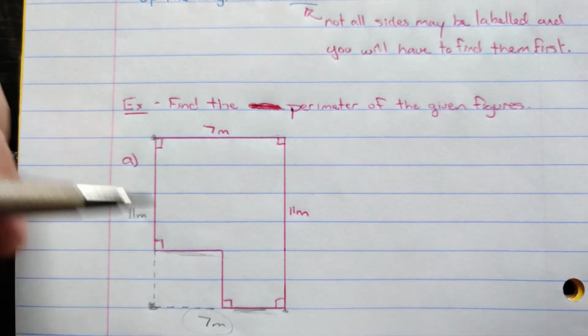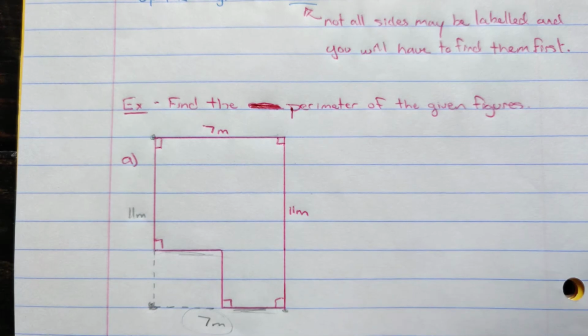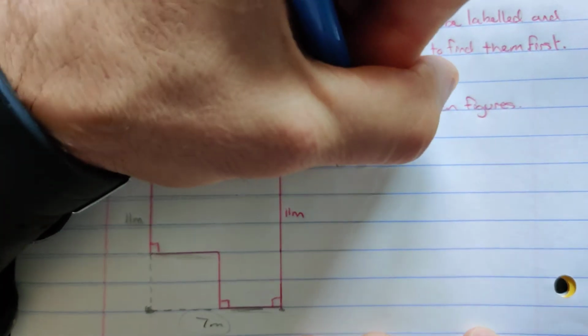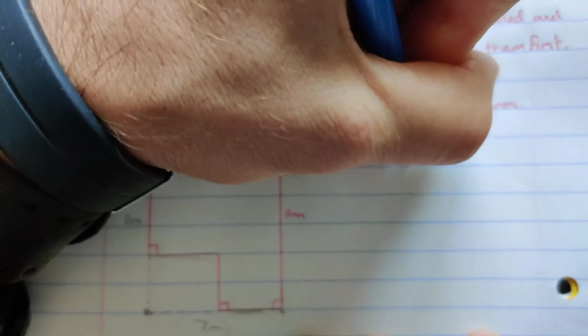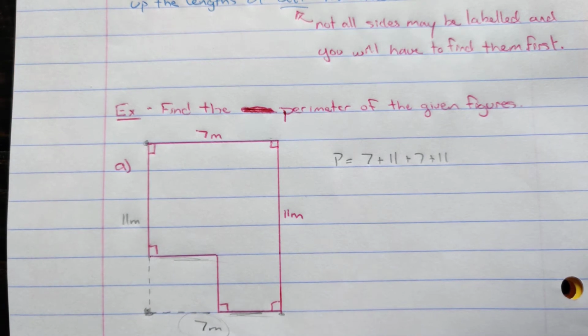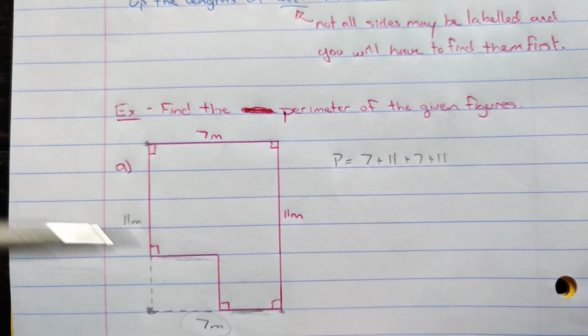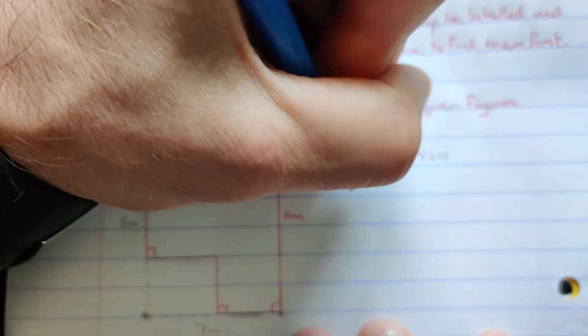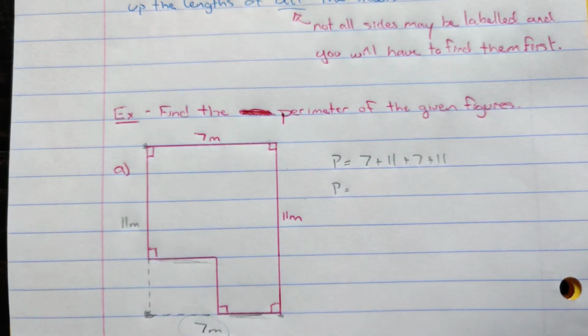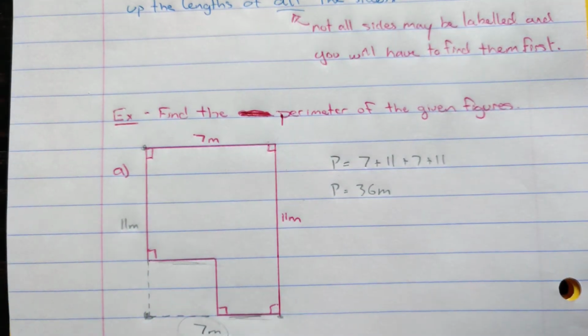So really, in this case, with this notch cut out, the perimeter is equal to 7 plus 11 plus 7 plus 11, or 2L plus 2W if you want to treat it like one giant rectangle. But we can add all that up. The perimeter will be 7 and 11 is 18. 18 plus 18 is going to give us 36. And in this case, our perimeter is in meters.